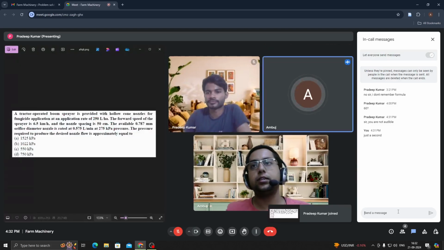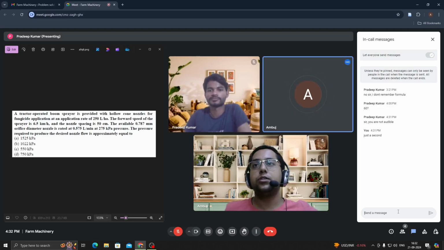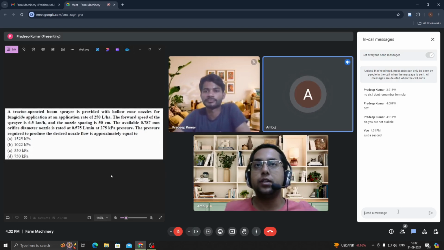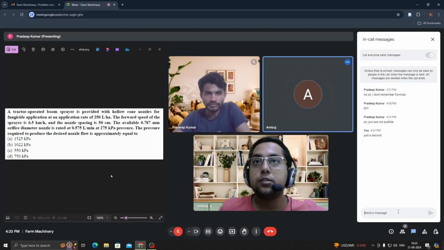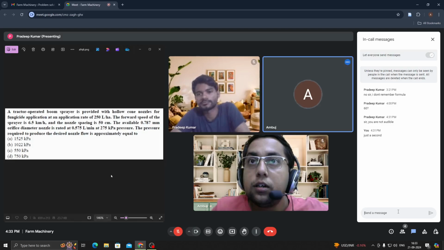A tractor-operated boom sprayer with hollow cone nozzle for fungicide application has an application rate. Forward speed has been given. Nozzle spacing has been given. Orifice diameter has been given. Pressure required, that directly you can calculate. Available 0.787 liters per minute. The pressure required.